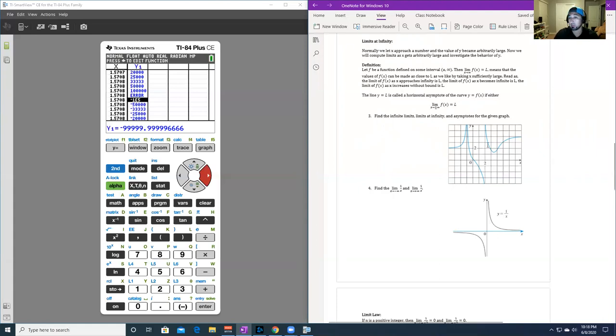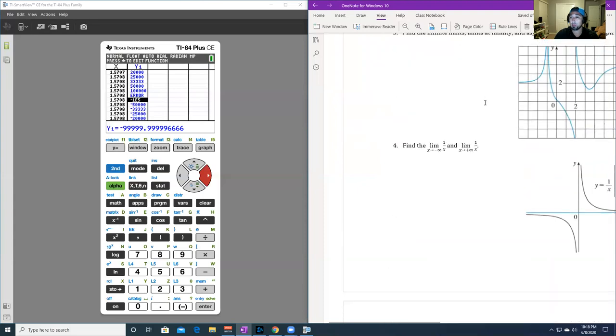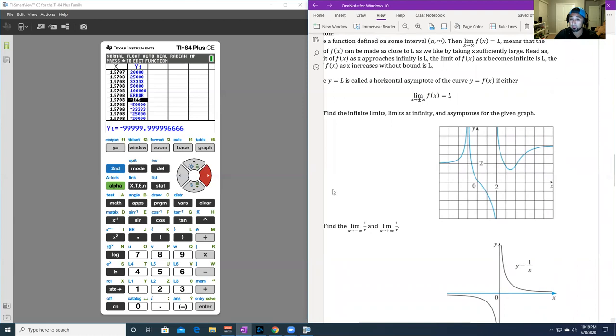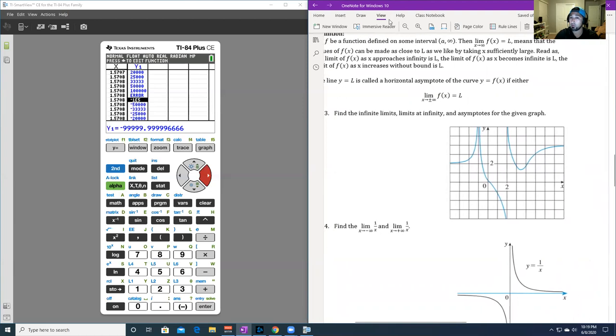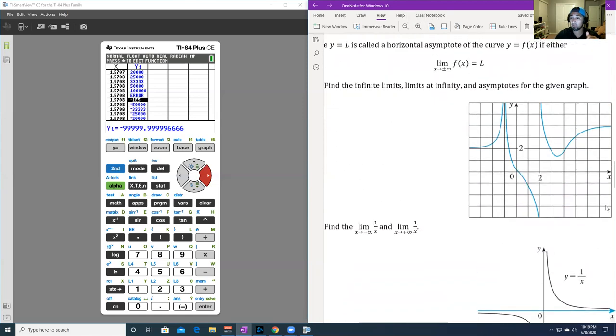Okay, so we have a graph exercise. So let's go ahead and examine this graph and determine where we have horizontal asymptotes and vertical asymptotes. All right, maybe I can zoom in one more time. How's that? There you go. Perfect. Okay.